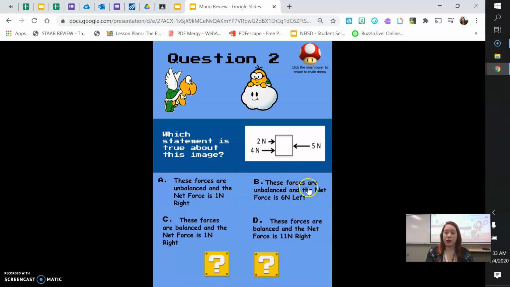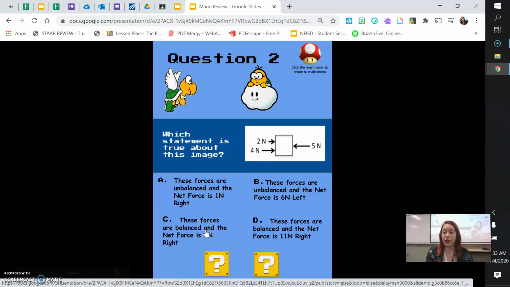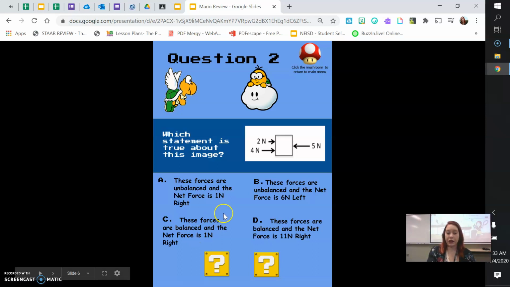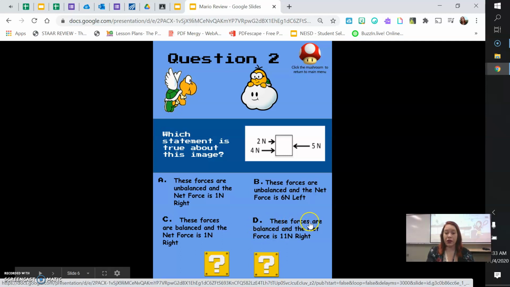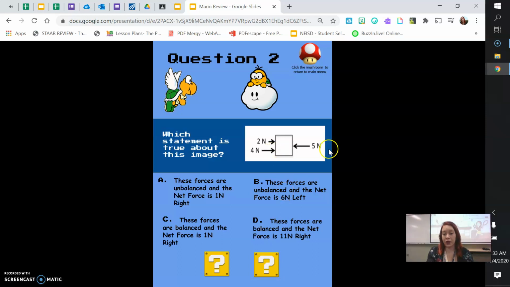These forces are unbalanced and the net force is 6N and the box is going to move to the left. These forces are balanced, which means that they are equal forces. The net force is 1N and the box will move to the right side. And then D says these forces are balanced, it means they're equal, and the net force is 11N and it will go to the right.